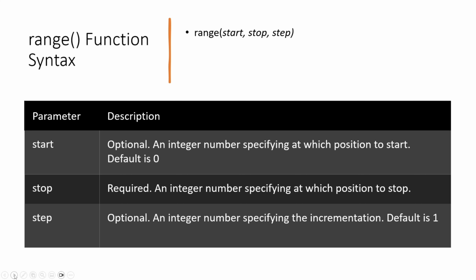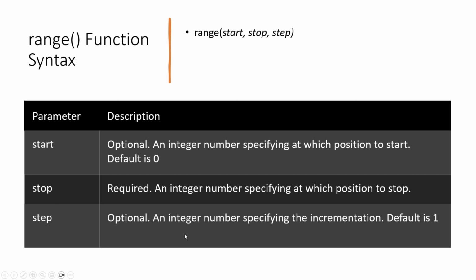So if we take a deeper look at the range syntax, we have a start point, a stop point, and a step. The start point is optional, and it's an integer number specifying at which position to start. The stop point is required. This specifies when we stop the range, the end of the range, and the step is optional.